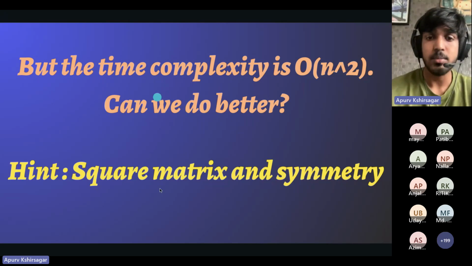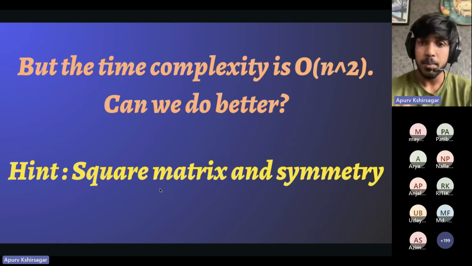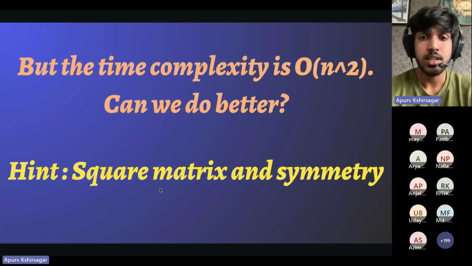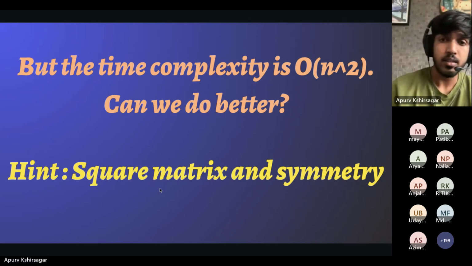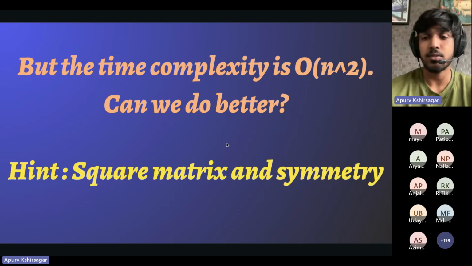And what is the hint? The hint is symmetry. What is a square matrix? A square matrix is symmetrical. Number of rows and number of columns are equal. Maybe we can do something with respect to that. Maybe we can use this property to reduce the time complexity. Think. I'll give you like 40 seconds or 1 minute. Come on.